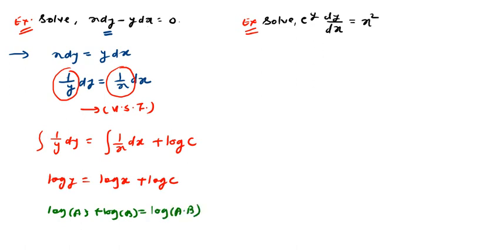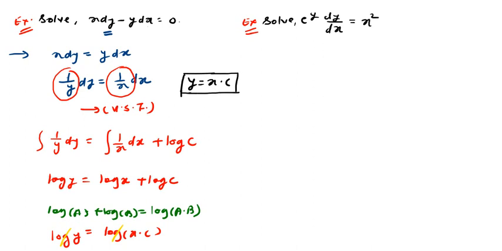So we can write this term as log of x into c, and this will be log of y. From both sides the log will get cancelled. So we get the final answer: y equals x into c, and that is our solution.